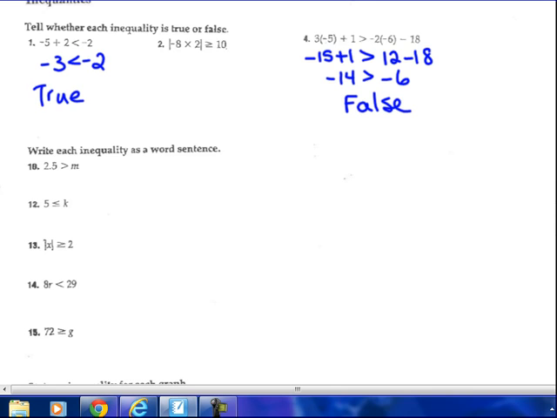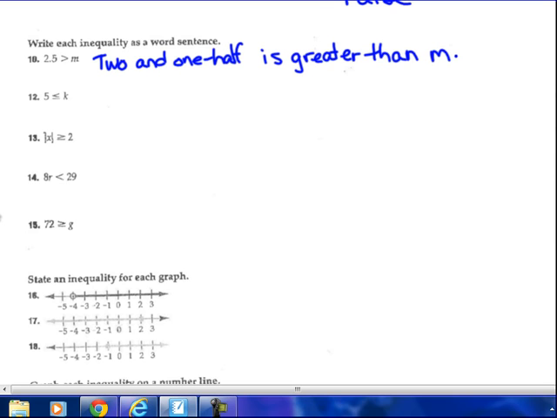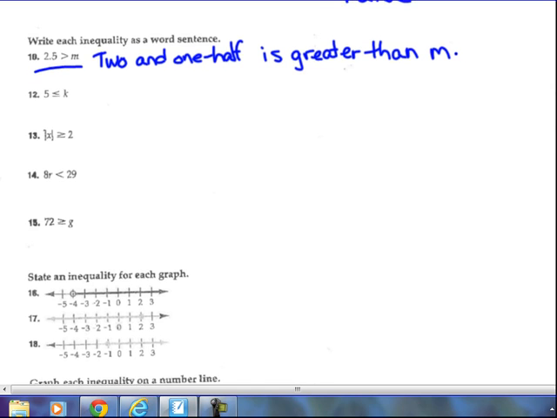Write each inequality as a word sentence. So we have the math given to us, write it out in English. So 2 1/2 is greater than, that's the greater than symbol, is greater than, I could have said is more than, m. 2 1/2 is greater than m. That's what this mathematical inequality says in English.